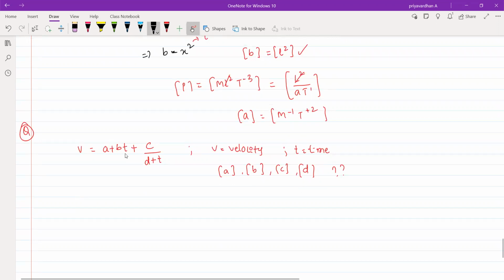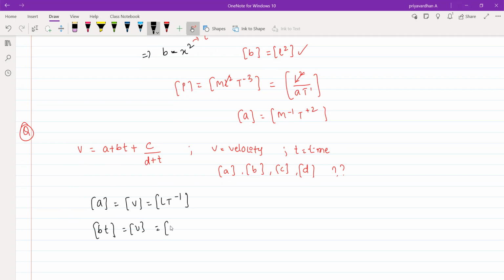Now velocity equal to this one. What is the dimension of A first? Velocity must be equal to velocity only, no? So the dimension of A is nothing but velocity directly, which is nothing but L T power minus 1. Yes, L T power minus 1, correct. So next, Bt must also be velocity. Then only velocity plus velocity will be equal to some velocity. 1 meter per second, 2 meter per second, some 3 meter per second will give you some 6 meter per second. Like that, we must proceed.